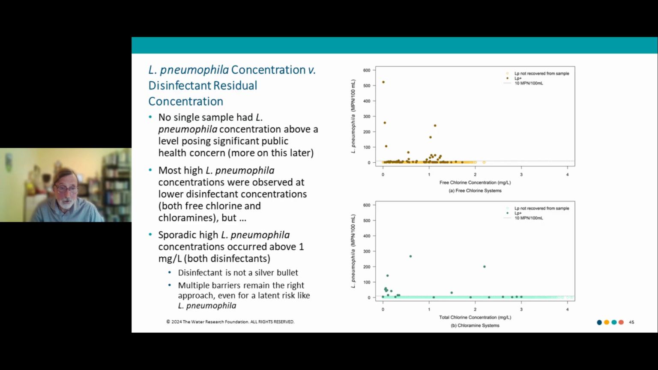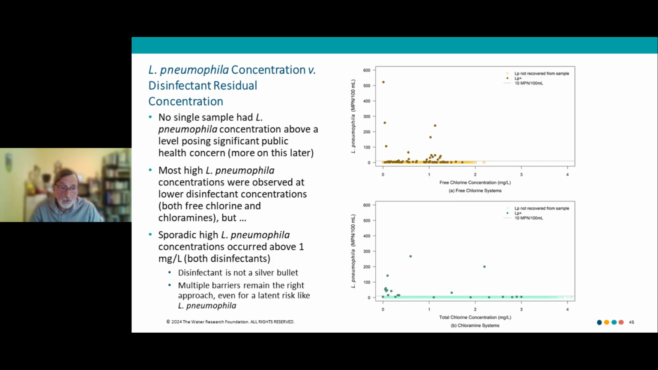So if you have low concentration, you have both high likelihood of occurrence and you have high numbers when there is an occurrence. The bottom graph shows the same type of data for the chloramine systems. The non-detects are shown as the lighter colored dots, and the darker dots show the detections. And you can see that the detections are somewhat clustered around the 0 to 0.2 neighborhood for total chlorine. But there are detections for both the free chlorine and the chloramine systems going way up. In fact, we saw a detection at a total chlorine concentration of 3.